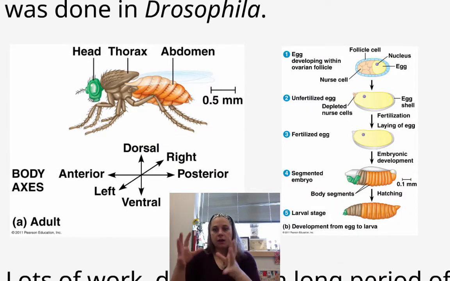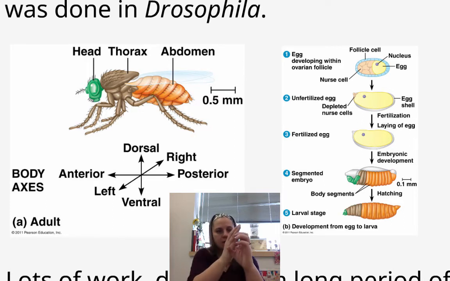So you get the egg that's developing with the nucleus, right? Some cells that are there to help provide energy, those nerve cells. So you get the fertilization, okay, and then that embryonic development, you can see it breaks down into segments, okay, and those segments then help with the metamorphosis of the bug from the larva into the pupa into the adult, okay.